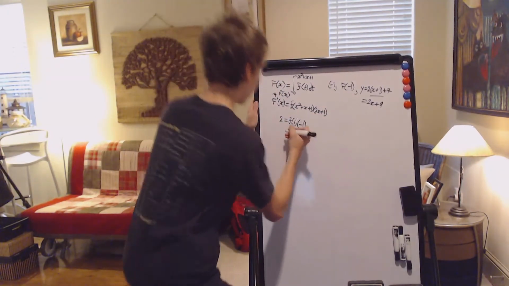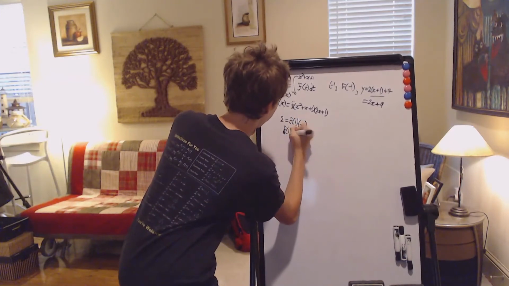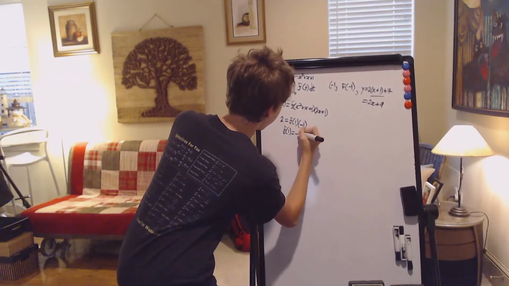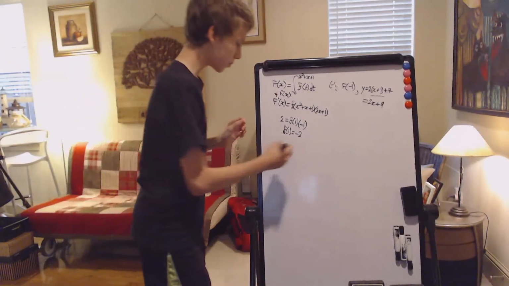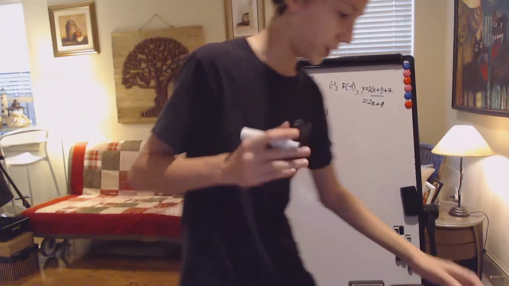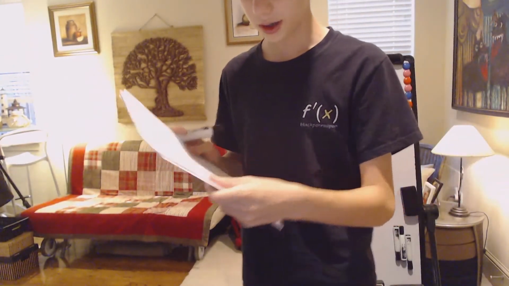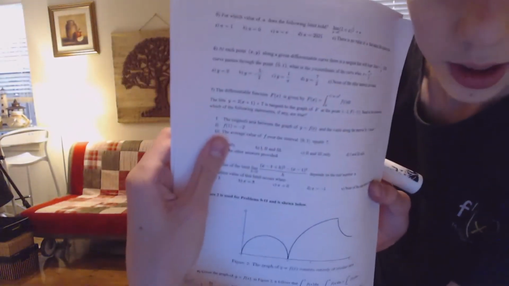Okay, and now we can actually solve for f of 1. So we get that f of 1 is equal to -2. And actually, coincidentally, this is one of our statements here: f of 1 equals -2. So we've just proved that to be true.